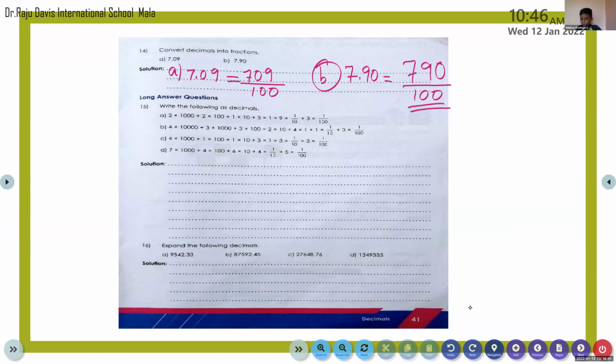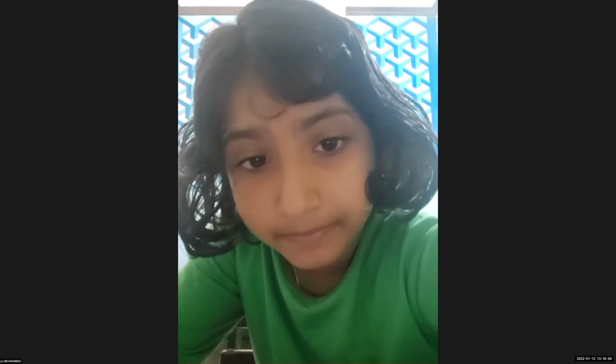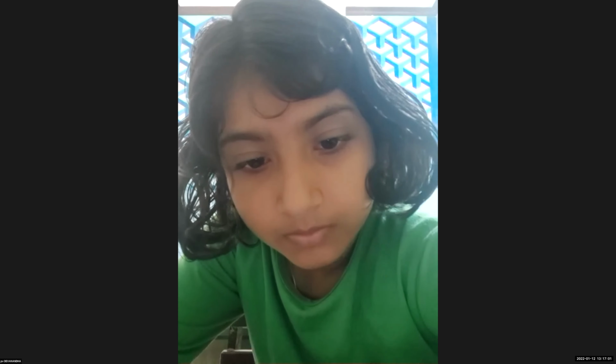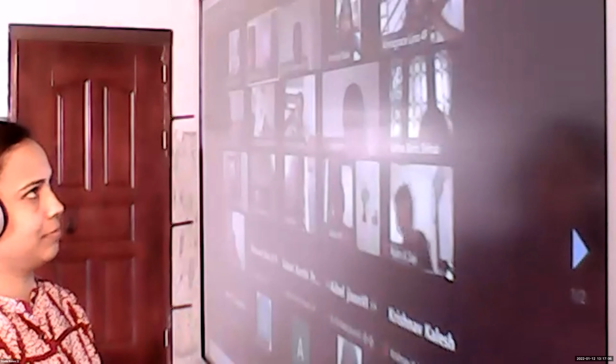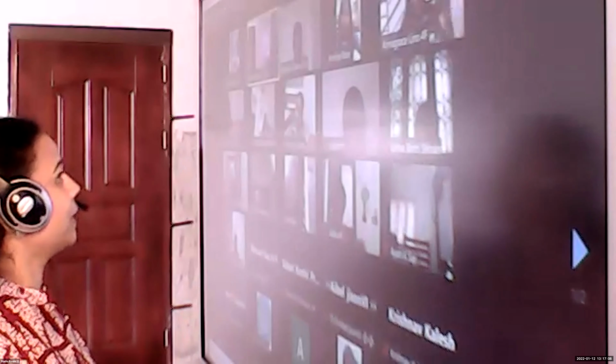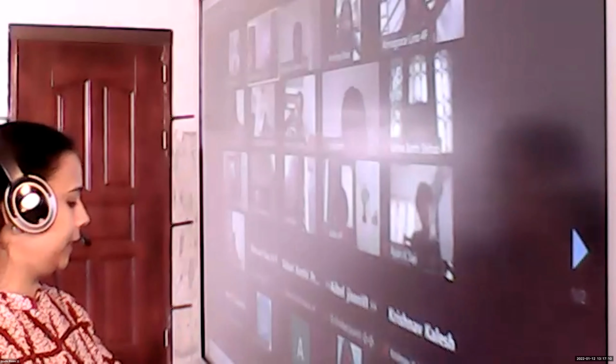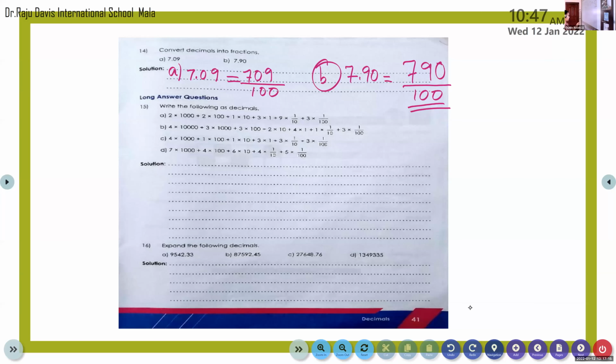2 into 1000 plus 2 into 100 plus 1 into 10 plus 3 into 1 plus 9 into 1 by 10 plus. So children, in which form is the number given? Expanded form. The number is given in expanded form. You have to convert into decimal. First we will draw a place value chart.